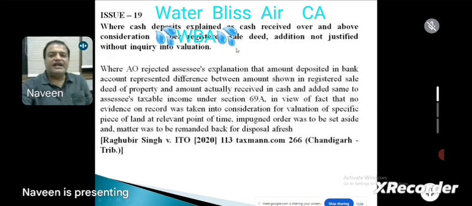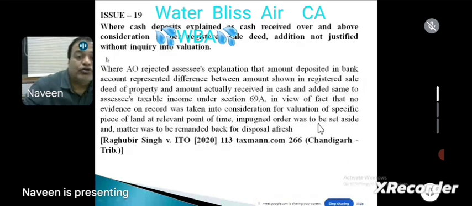Cash deposits explained as cash received over and above consideration as per registered sale deed. Addition not justified without inquiry into valuation. So AO rejected the assessee's explanation that the amount deposited in the bank account represented the difference between the amount shown in the registered sale deed of property and the amount actually received in cash, and added the same to the assessee's taxable income under 69A. In view of the fact that no evidence or record was taken into consideration for valuation of the specific piece of land at the relevant point of time, the order was to be set aside and the matter was to be remanded back for disposal afresh.